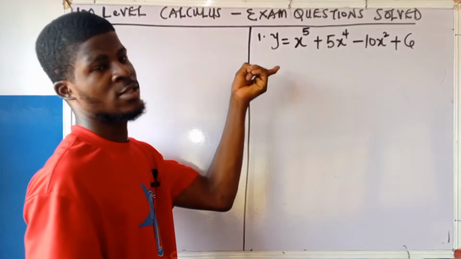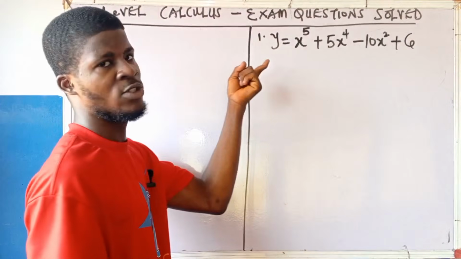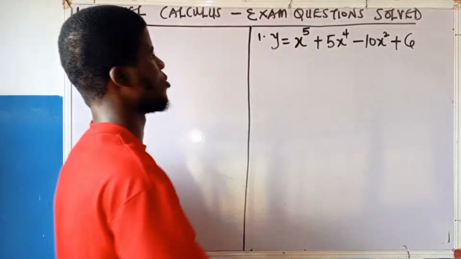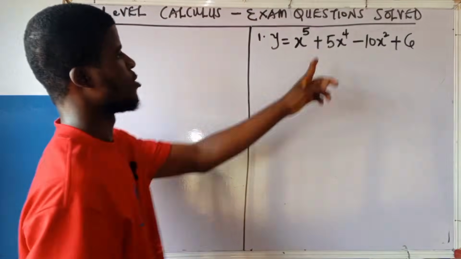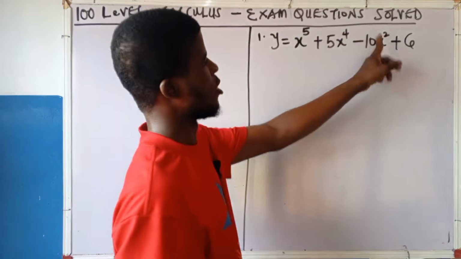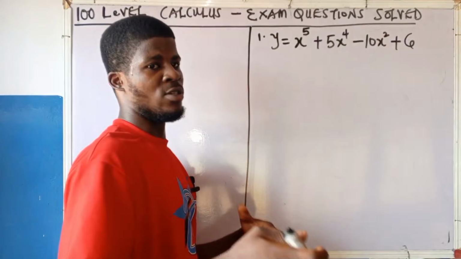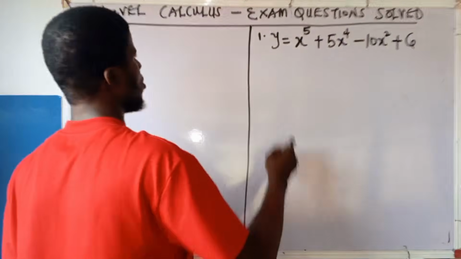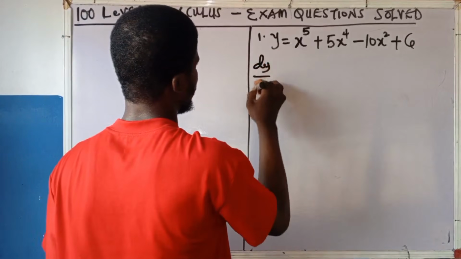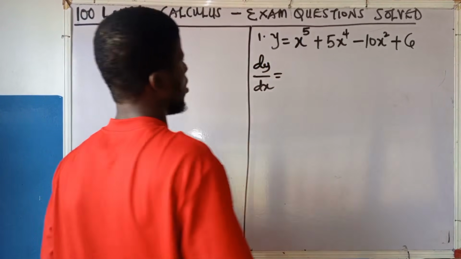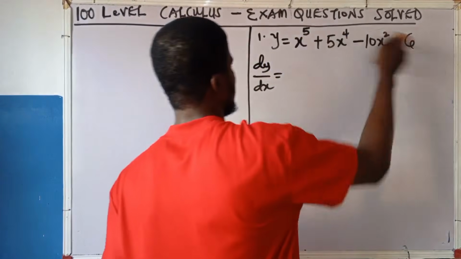What is the dy/dx, or what is the differential coefficient, of y equals x to the power of 5 plus 5x to the power of 4 minus 10x squared plus 6? Going by the rule of differentiation, it's going to look like this. The dy/dx of this function is equal to, let's differentiate term by term.